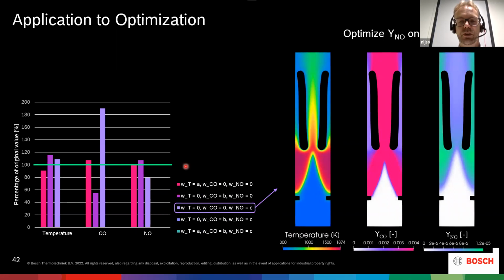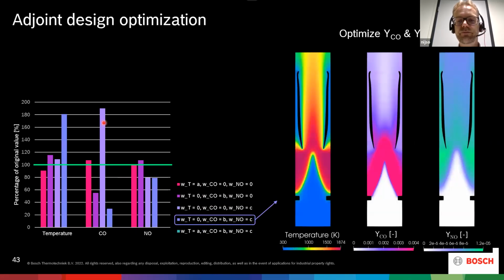If we now optimize for NO only, we see that the heat exchanger moves a bit towards the flame in order to cool the hot zones at the sides of the flame, and the NO can be reduced by approximately 20%, but at the expense of mainly CO, which increases by 90%. Now, if we optimize CO and NO together, we get a very thin heat exchanger, almost a sliver.